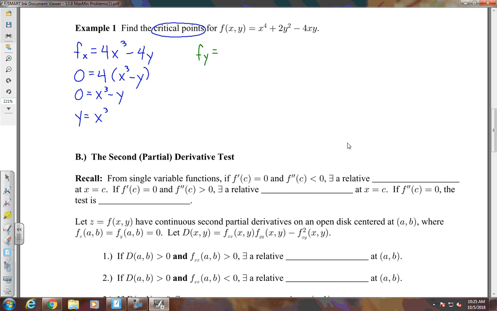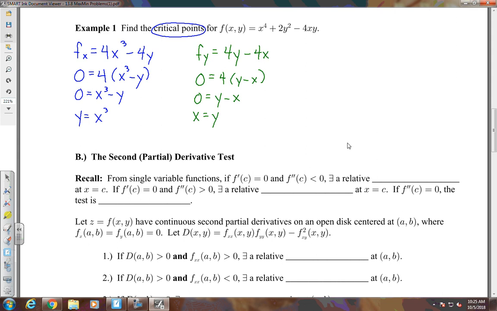So we found our first derivative with respect to x and we set it equal to 0. Now we're finding our first derivative with respect to y, which would be 4y minus 4x. And we set that equal to 0. Let's go ahead and factor out this 4 again. Divide both sides by 4. I have another 2-variable equation. We could call that x equals y.